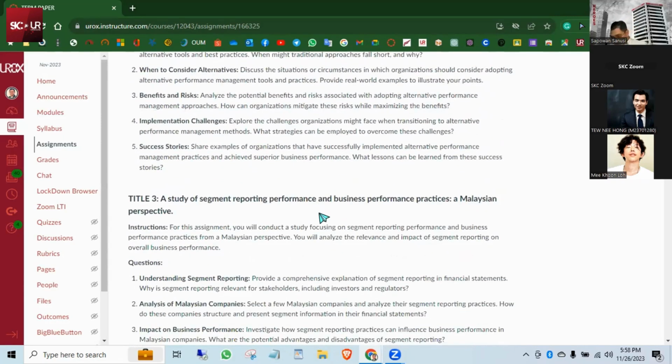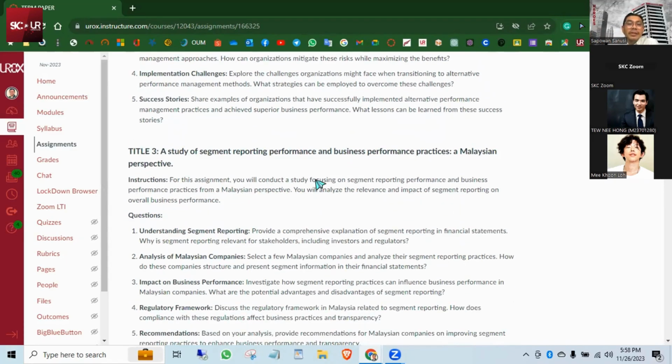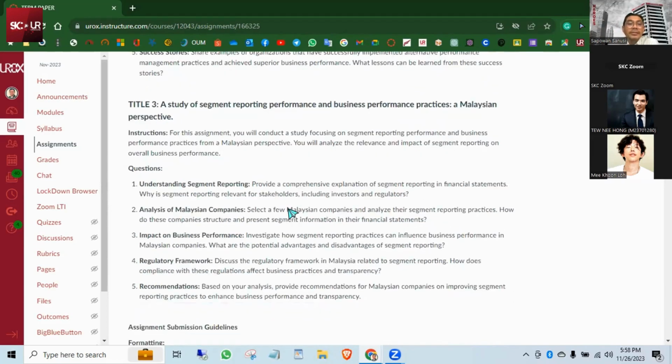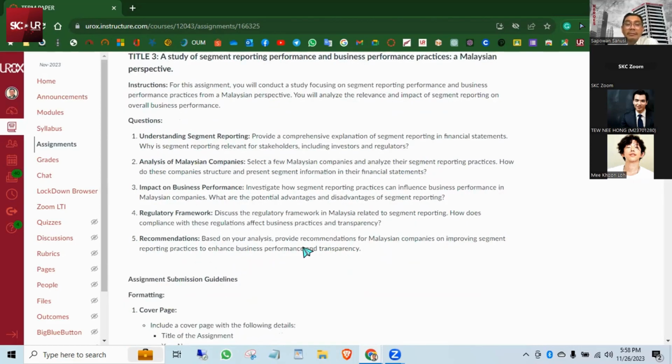Then title number 3. If anyone doesn't understand how to cite, you can join my training. Title 3: a study of segment reporting performance and business performance practice from the Malaysian perspective. For this assignment, you will conduct a study focusing on segment reporting performance and business performance practice. The questions you need to answer are understanding segment reporting, analysis of Malaysian companies, impact on business performance, regulatory framework, and any recommendation.